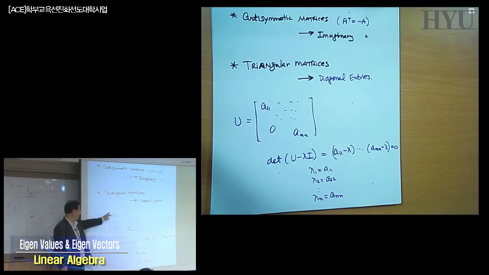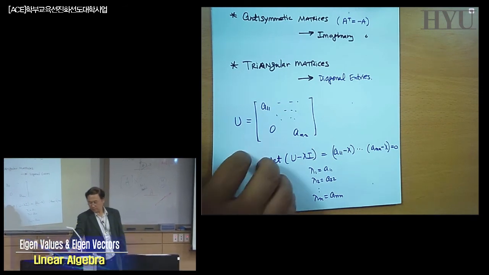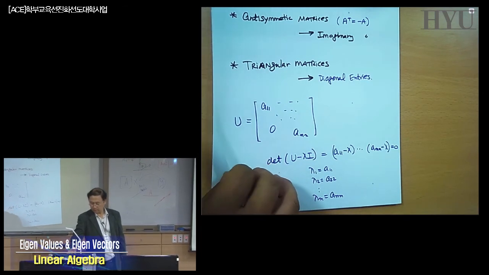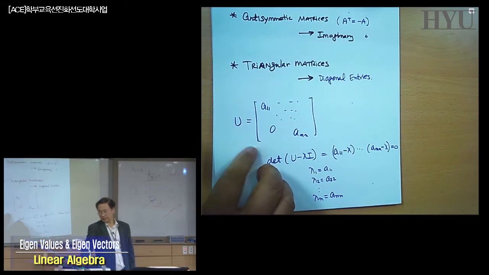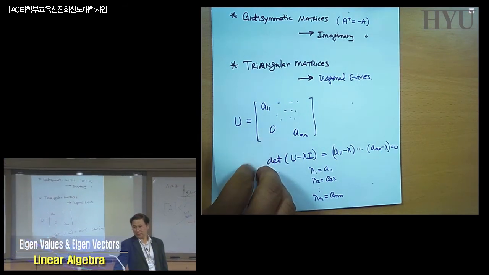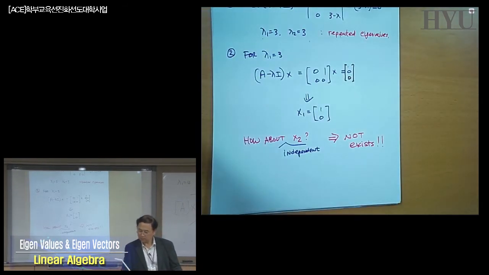Okay, because when you apply this, U minus lambda I, then that's the equation, so that is equal to 0. Then each of these values is an eigenvalue. Okay? What does this mean? Let's think about it.